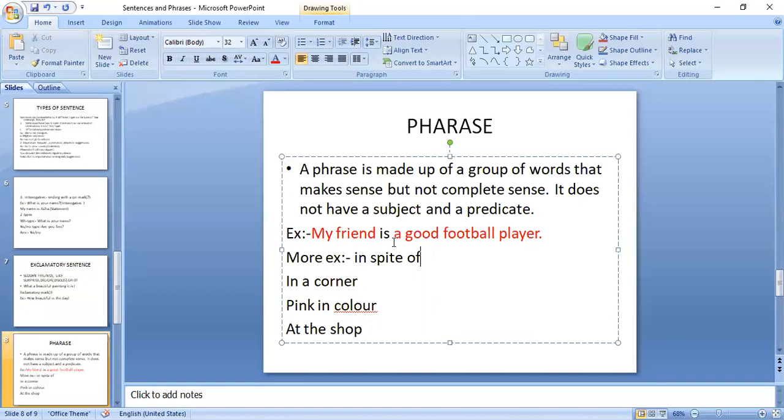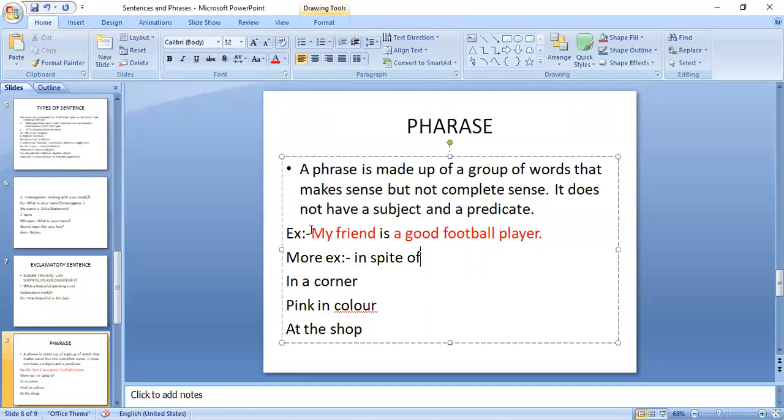It doesn't give a complete sense to the sentence. Phrases do not have a subject or predicate, and phrases do not make complete sense. They cannot stand by themselves.